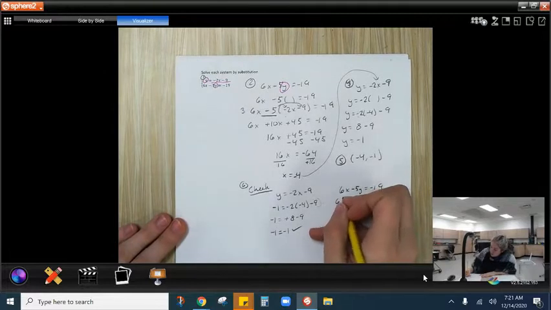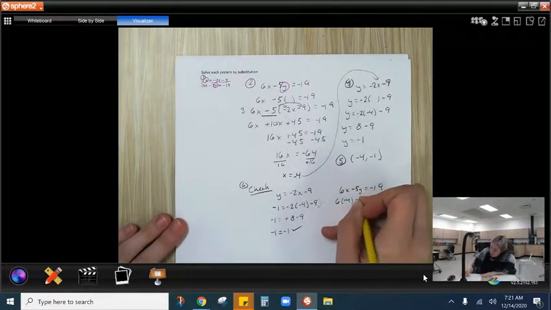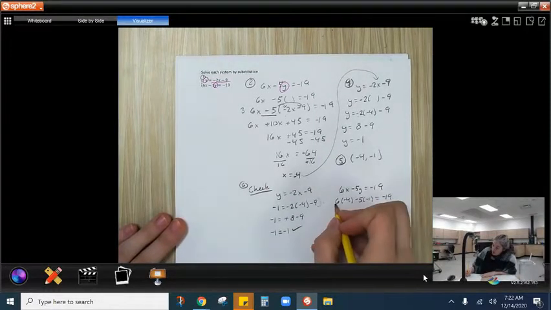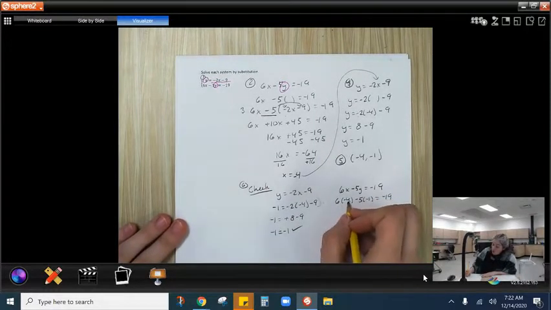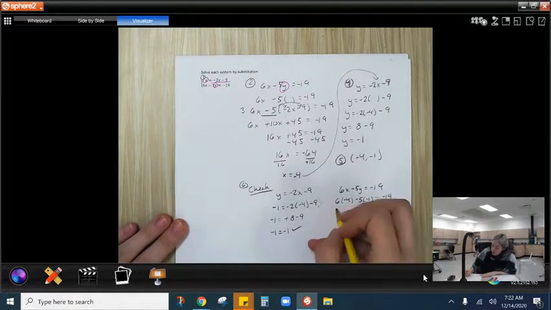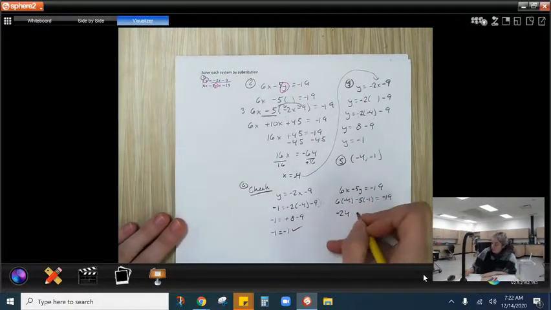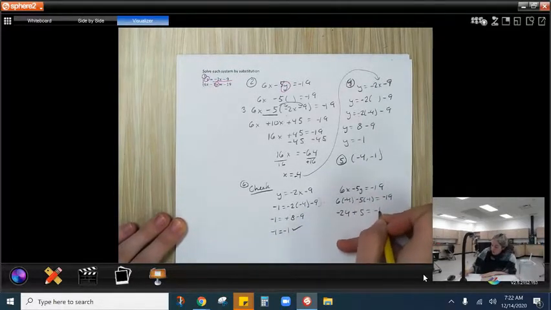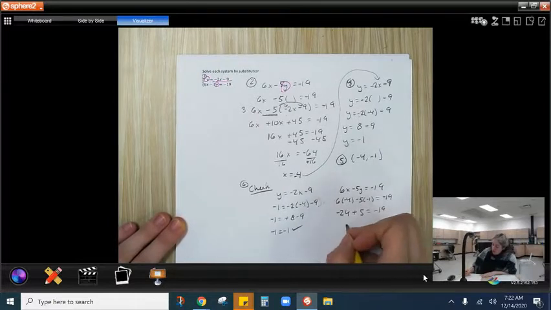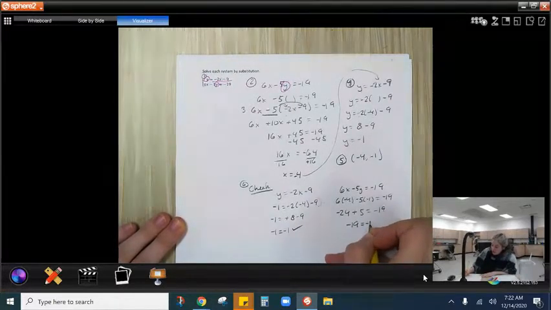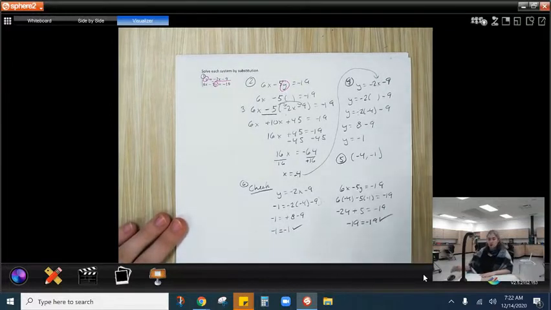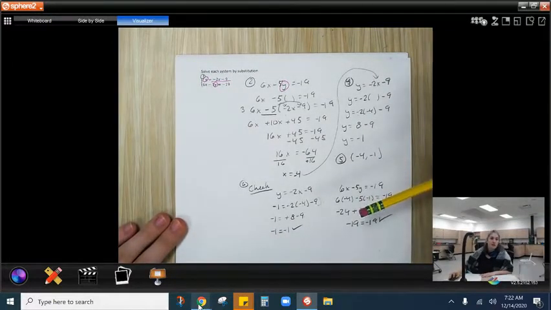For this one, we take out our x, we put in negative 4. We take out our y, we put in negative 1. Negative 4 times positive 6 is negative 24. And then negative 5 times negative 1, negative times negative is a positive, 5 times 1 is 5. Negative 24 plus 5 is negative 19. Does negative 19 equal negative 19? Yes, it does. So yes, we have proven it. We have checked it. Let's take a look at the last example.